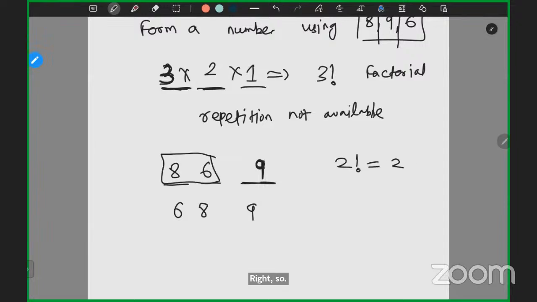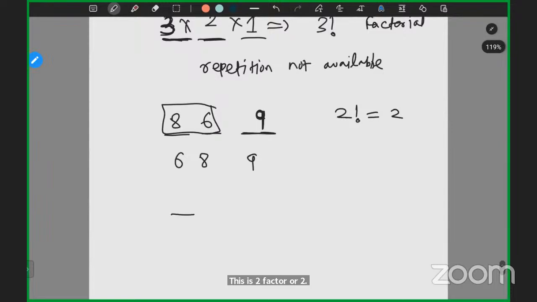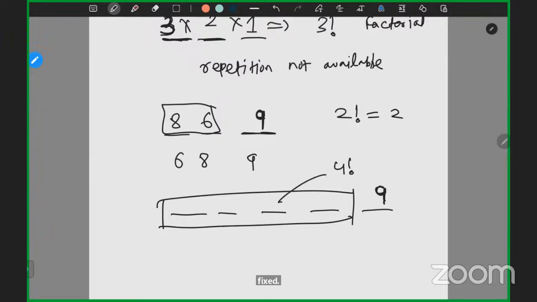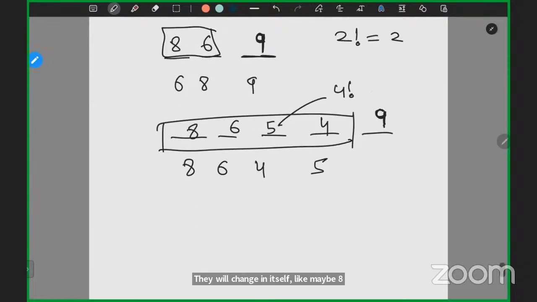This will become difficult when we have, let's say, 5 numbers. 9 is fixed here, right? So how many positions do I have? 4, which change. So that is like 4 factorial. Some number will come here, let's say 8, 6, 4, 5. They can change among themselves, so all of this will be 4 factorial.